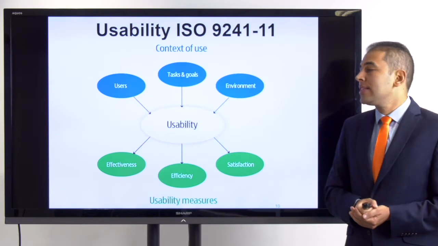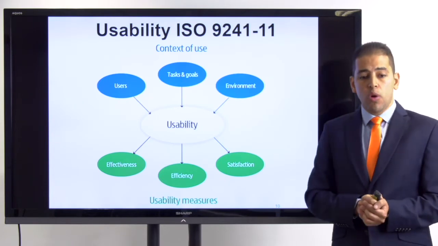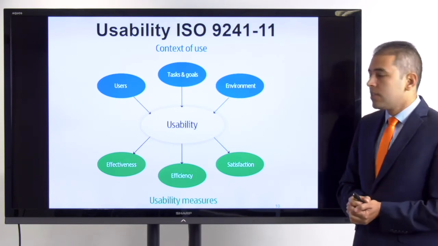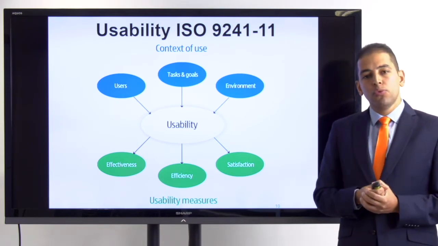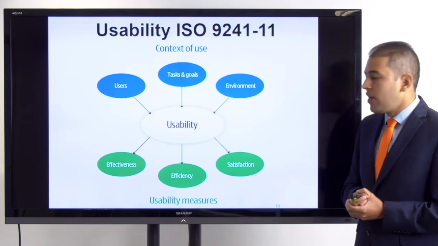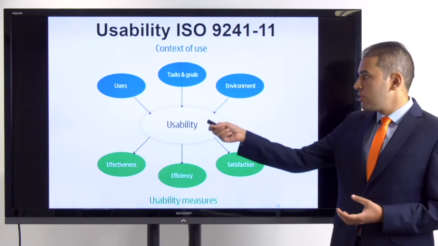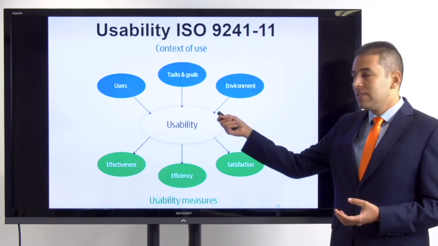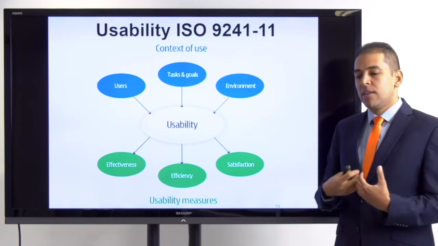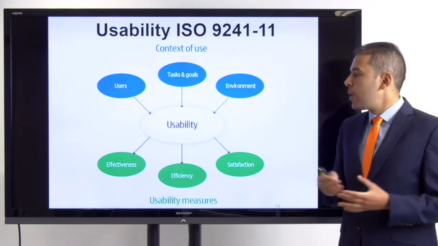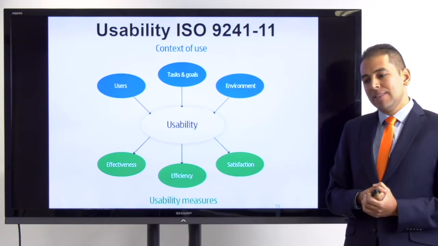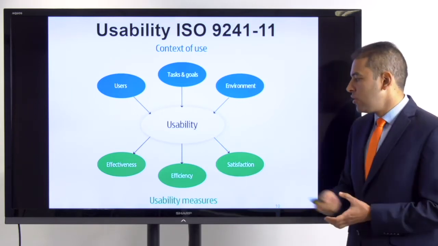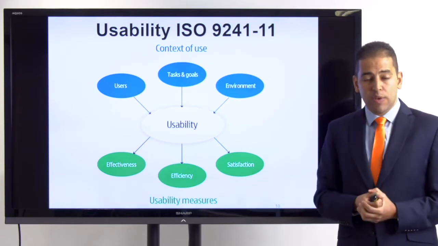Now let's have a look at the ISO 9241. Well, this standard is giving a context of the use of how to do usability testing. It's defining 6 main elements: the user, the tasks and goals that need to be tested, the environment where the usability testing will take place, and finally the 3 major metrics that the usability testing in this sense will be focused on: effectiveness, efficiency, and satisfaction.